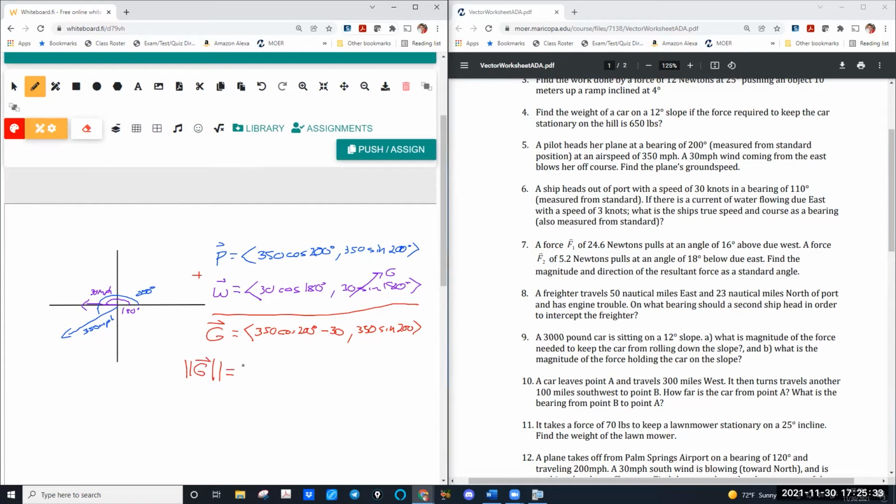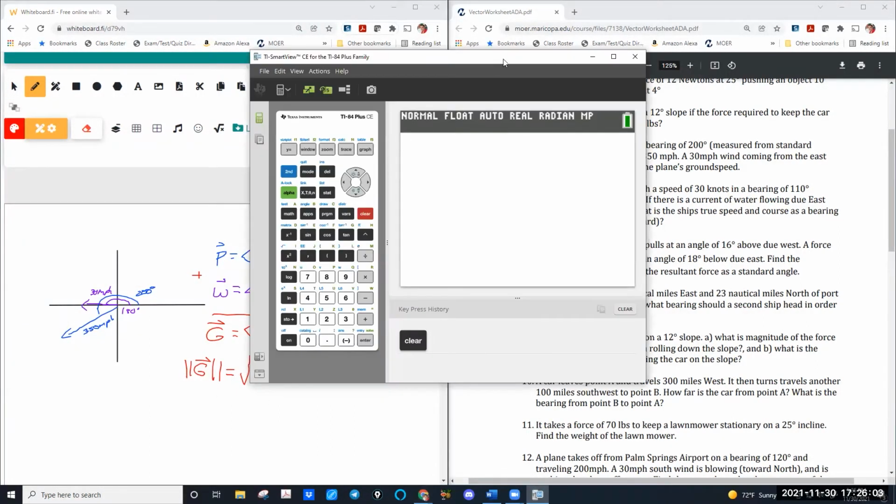And the magnitude of a vector is the square root of the sum of the squares of its components. So 350 cosine of 200 degrees minus 30, squared, plus 350 sine of 200 degrees, squared. And now we can go and calculate what we have.